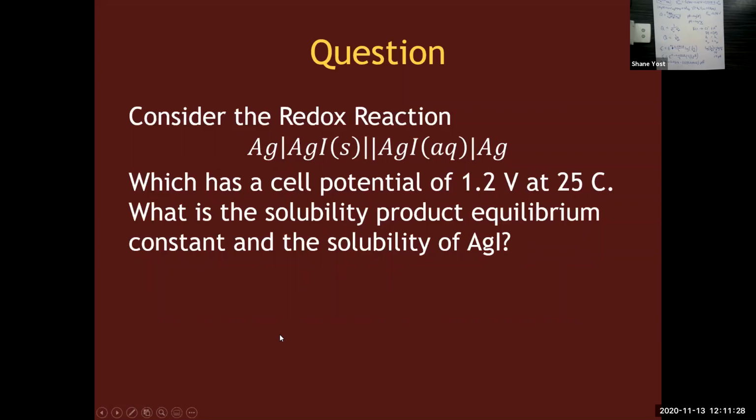So the last example problem that we'll just discuss real quick is a Ksp type problem, where I can use electrochemistry to measure the solubility product constant for some insoluble salt. So let's consider the redox reaction given here. It says the cell potential is 1.2 volts at 25 degrees Celsius, which is 298 Kelvin. The question is, what is the solubility product equilibrium constant, and then the solubility of AgI.